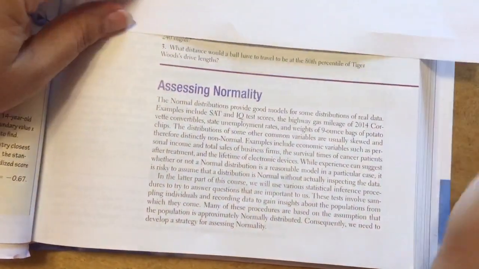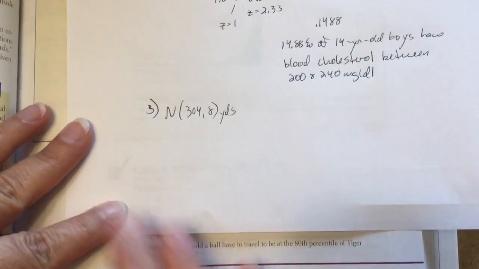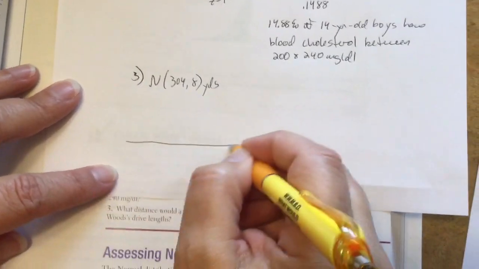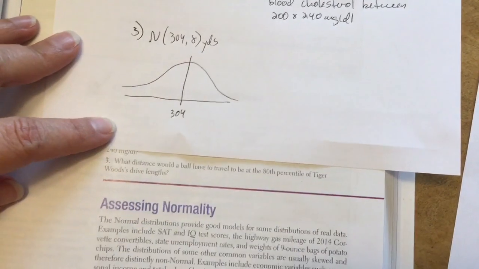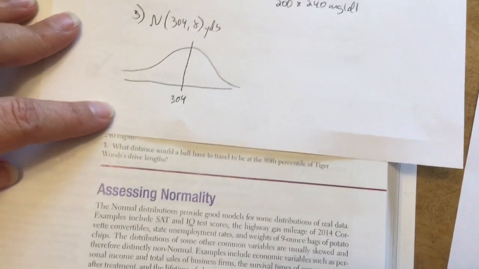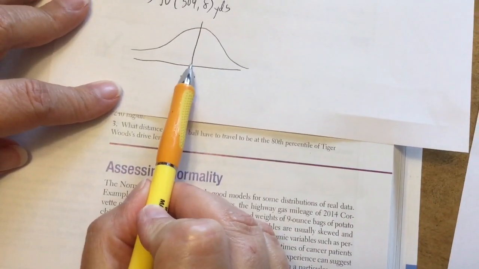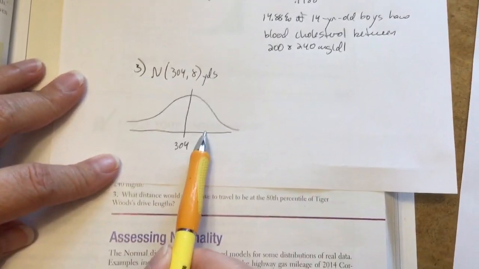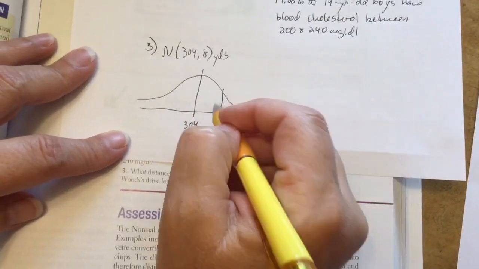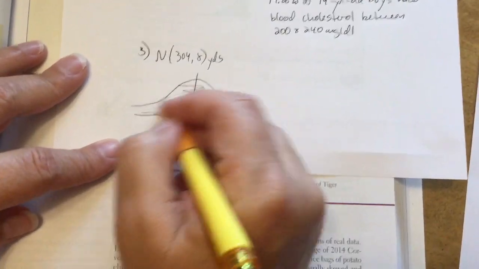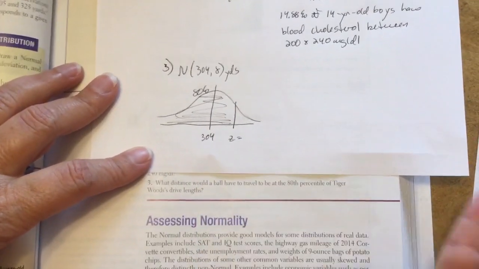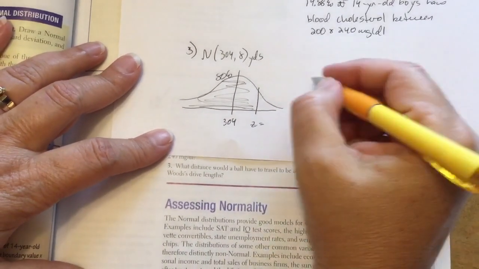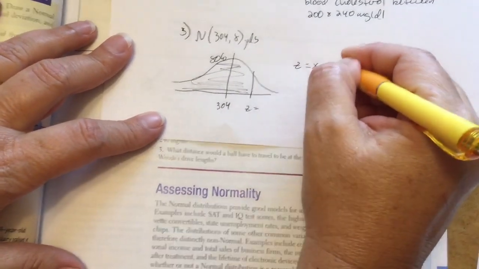So what distance would a ball have to travel, you with me, to be at the 80th percentile? Okay, so let's draw a picture and figure out where this is. So 304. And again, 80th percentile means 80% of the data is below that point. So this is 50% below and above, so it's got to be over here because it's got to be more than 50. So this is all right here, is 80%, okay?